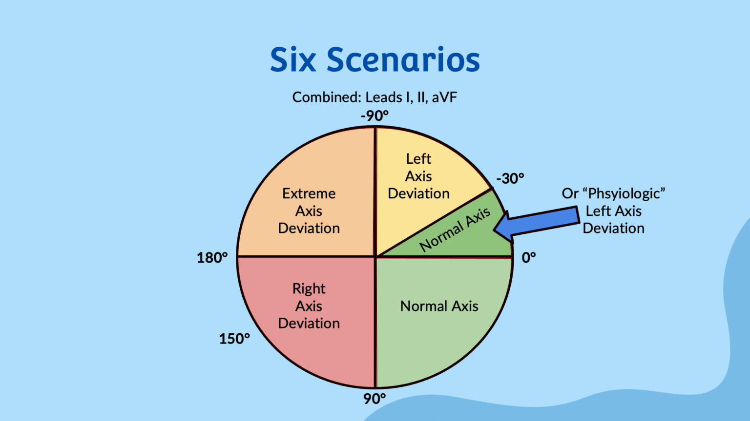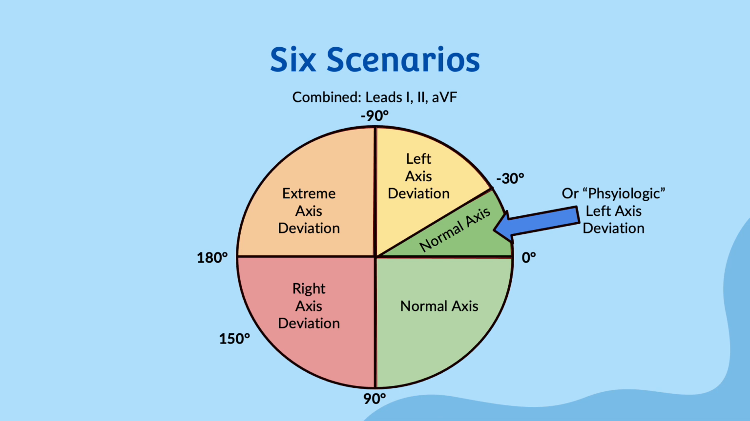In our next scenario, lead 1 is positive, so we know that we can rule out the left half of the circle. Lead AVF, however, is negative, which means that we are looking at an area between 0 and -90 degrees. In this scenario, that is scenario number 2 still, lead 2 is negative, meaning that the only area satisfying the criteria of all 3 leads falls between -30 and -90 degrees. That means that in this scenario there is left axis deviation.